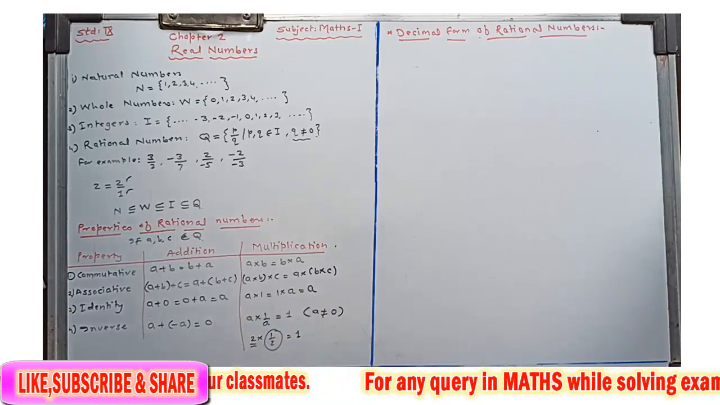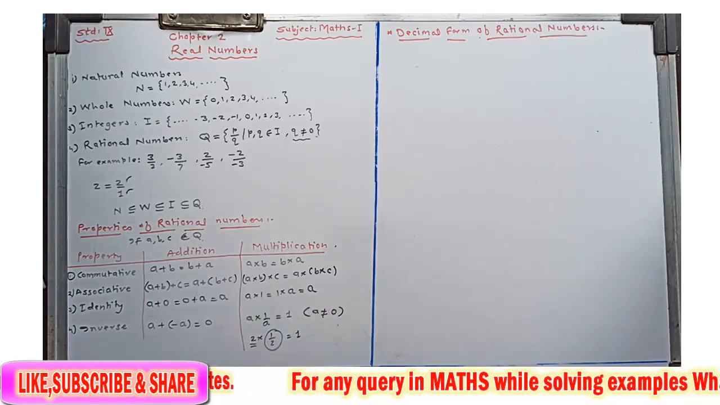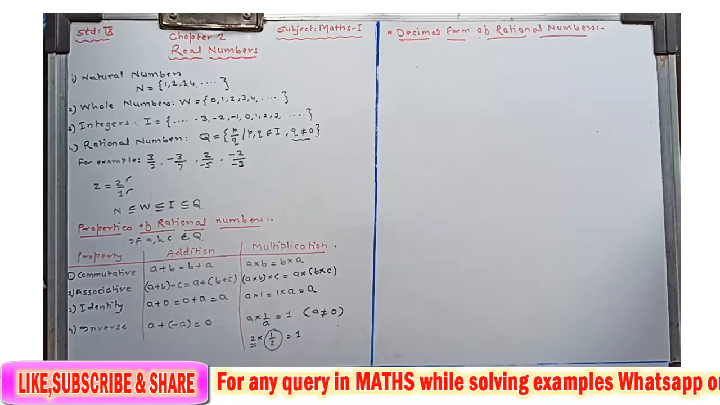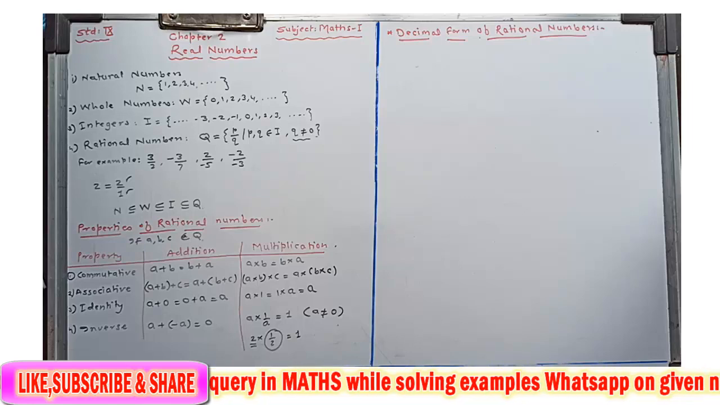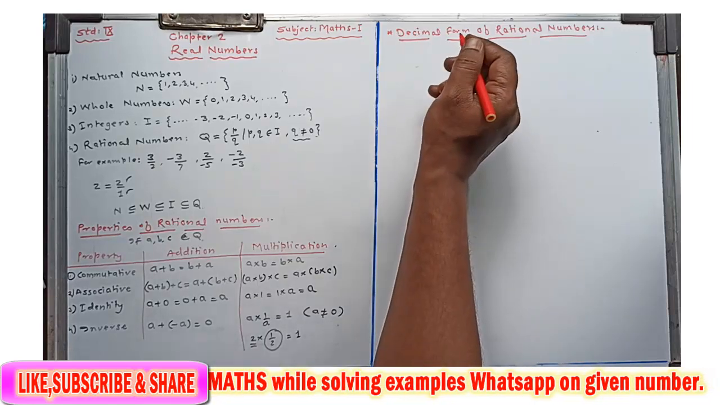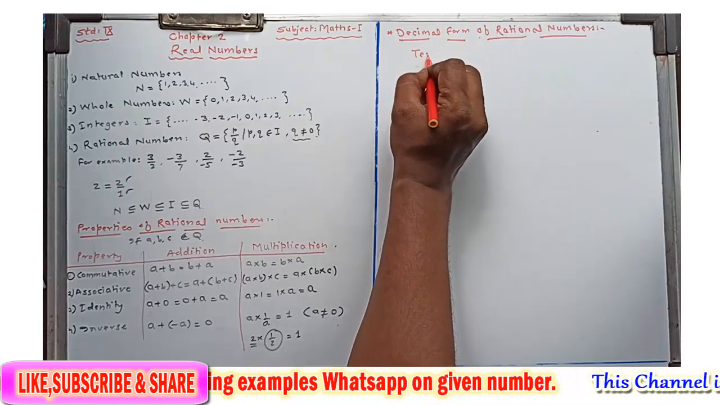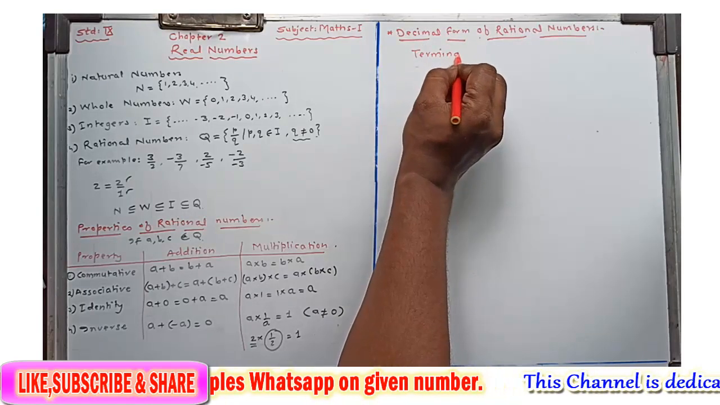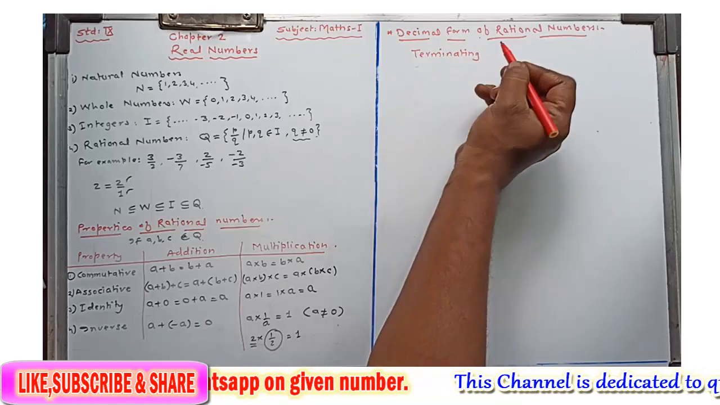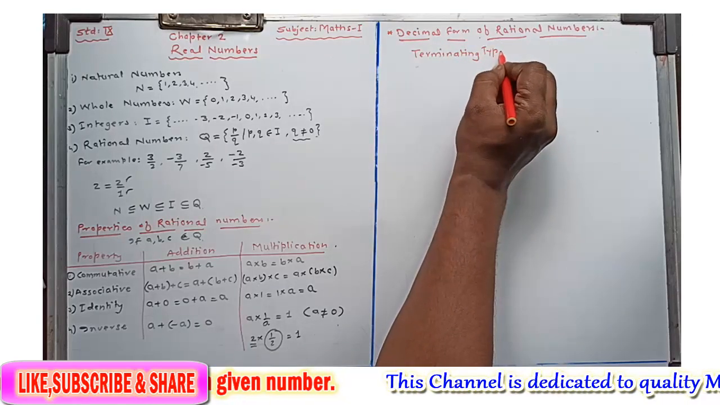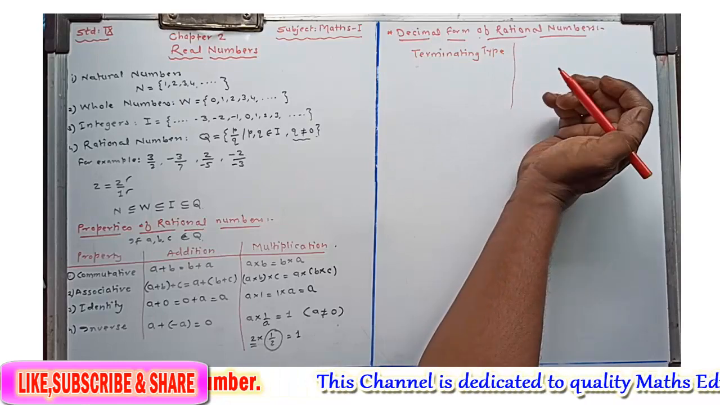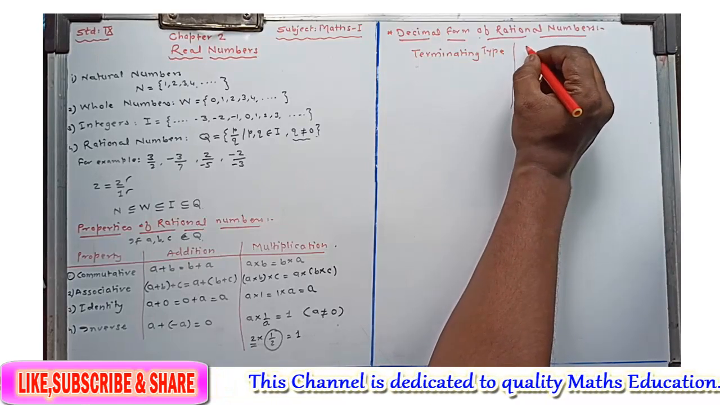The decimal form of any rational number is either terminating or non-terminating recurring type. There are two types. The first is terminating type, and the second one is non-terminating recurring type.